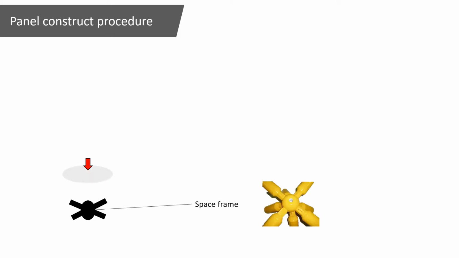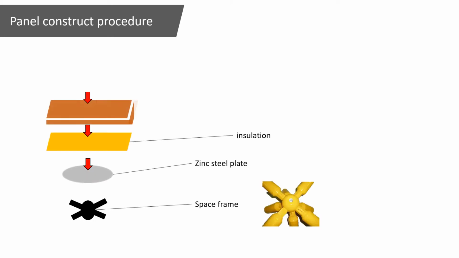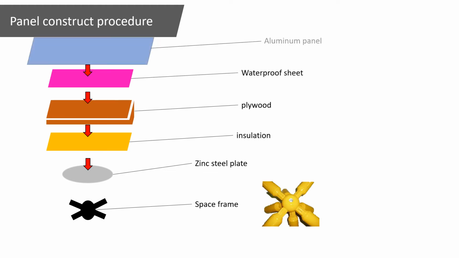The installation process of the panel structure is to install the space frame first and then install a 2 mm high-strength zinc plate. After that, install insulation, plywood, and water repellent, and finish by covering with aluminum panels.